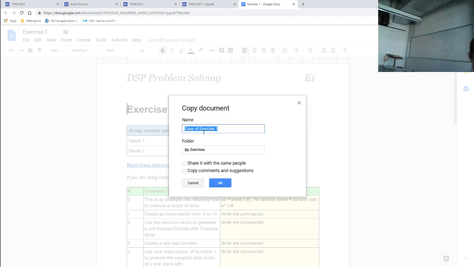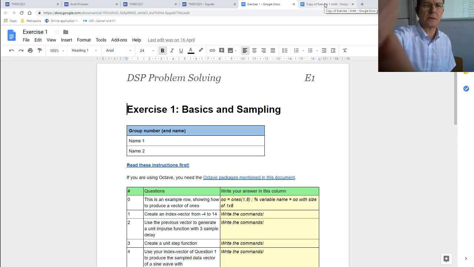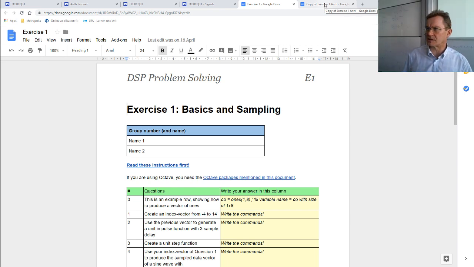So, copy of exercise 1, maybe your name also there, just for fun. Okay, now it's safe to edit. It's your copy. By the way, you cannot edit this one. These exercises you can do either as an individual exercise or in pairs, or maximum 3 students on each exercise. So you can do group work.